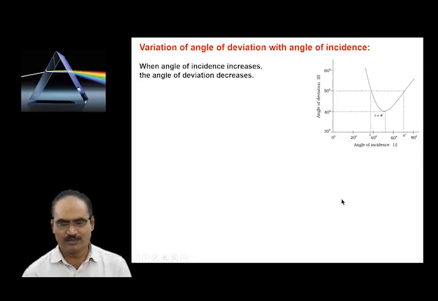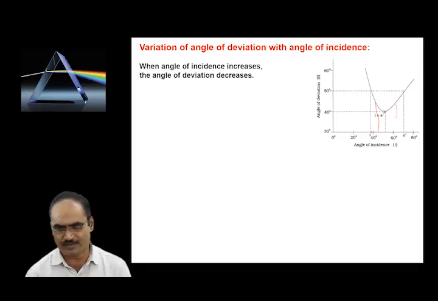But at the same time, if you keep on increasing the angle of incidence, you will get a curve like this. But at this point, you note that the angle of deviation is minimum. This is called the angle of minimum deviation. At this angle of minimum deviation, as I told you, this is the incident angle and this is the emergent angle. In the same way, if you draw another curve here, this is the incident angle and this is the emergent angle. Similarly here, if this is the incident angle, this will be the emergent angle.